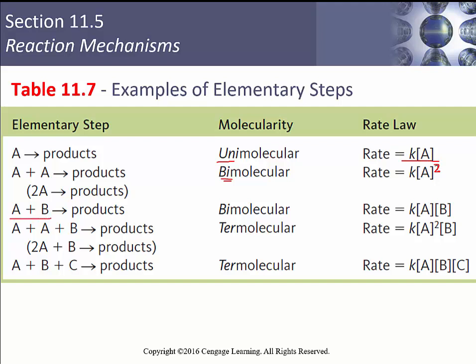If I have A and B banging into each other, it's also going to be bimolecular, but my rate is going to be k times [A] to the 1 and [B] to the 1, because I've got 1 A and 1 B. A termolecular relationship, where I've got two A's and a B, so 2A and a B, is going to be k[A]^2[B], or three different ones, A and B and C. It's still termolecular, still third order overall, but now it's [A] to the 1, [B] to the 1, and [C] to the 1.